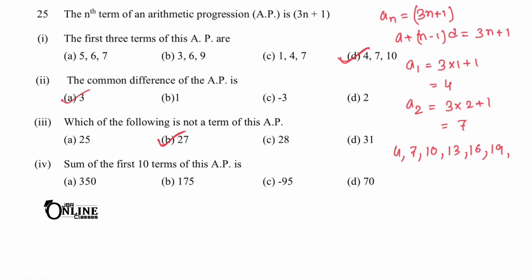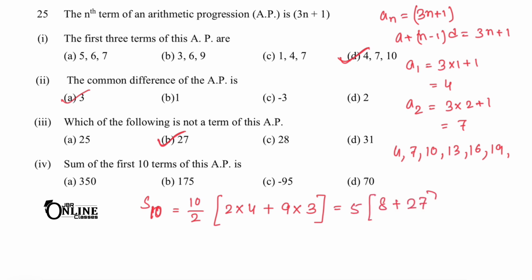Now the last one, the sum of the first 10 terms. You know the formula to find the sum, that is S10. For the first 10 terms, S10 will be 10 by 2 into (2 into the first term, that means 4, plus n minus 1, so 10 minus 1 it's 9, into d, which is 3). So it will be 5 into (8 plus 27). So 27 plus 8, that equals 35. So 5 into 35, that is 175. That means option B is your answer.